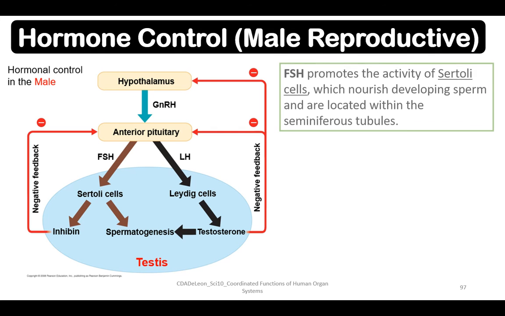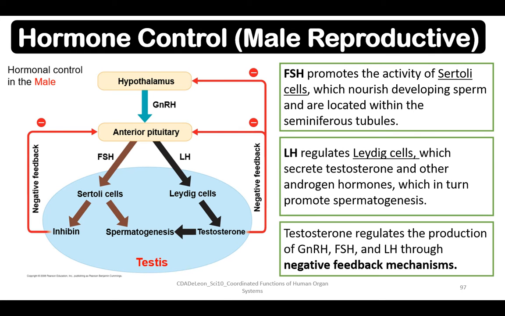Hormone control in terms of male reproduction is this, no? FSH promotes the activity of Sertoli cells, which nourish developing sperm and are located within the seminiferous tubules. LH regulates Leydig cells, which secrete testosterone and other androgen hormones, which in turn promote spermatogenesis. Testosterone regulates the production of GnRH, FSH, and LH through a negative feedback mechanism.